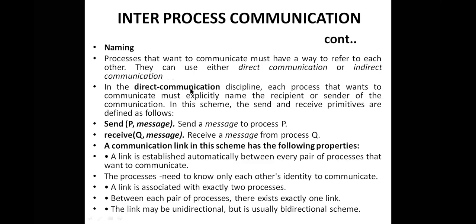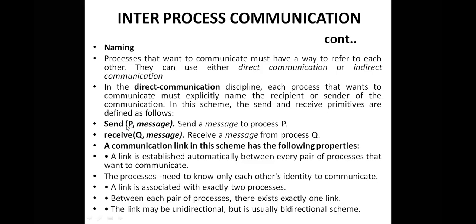If it is a direct communication, here if you observe, this is a send primitive: send of P comma message. That means send a message to process P. Receive of Q comma message means receive a message from Q. Send a message to P, receive a message from process Q. Sending to P, receiving from Q.